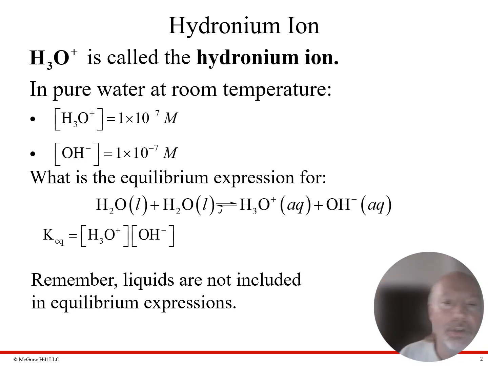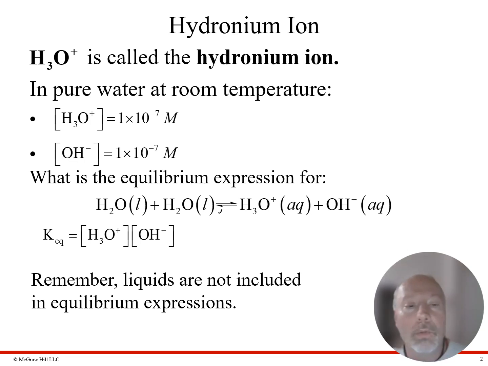H3O+ is called the hydronium ion. In pure water at room temperature, hydronium cation is considered a very low concentration, or a molarity of 1.0 times 10 to the negative 7th molar, a very small amount, that's moles per liter. Hydroxide anion is considered to be in a concentration of 1.0 times 10 to the negative 7th molar. That's a very small amount.